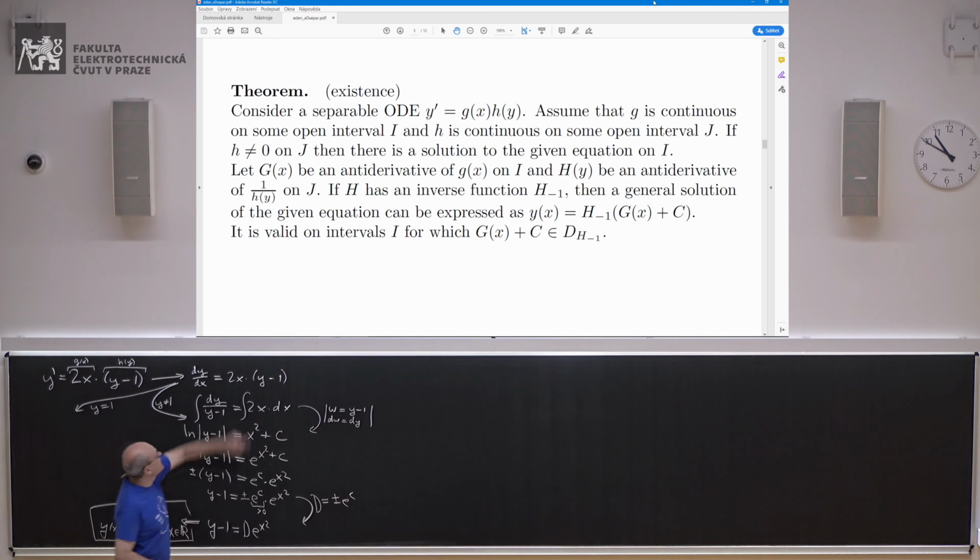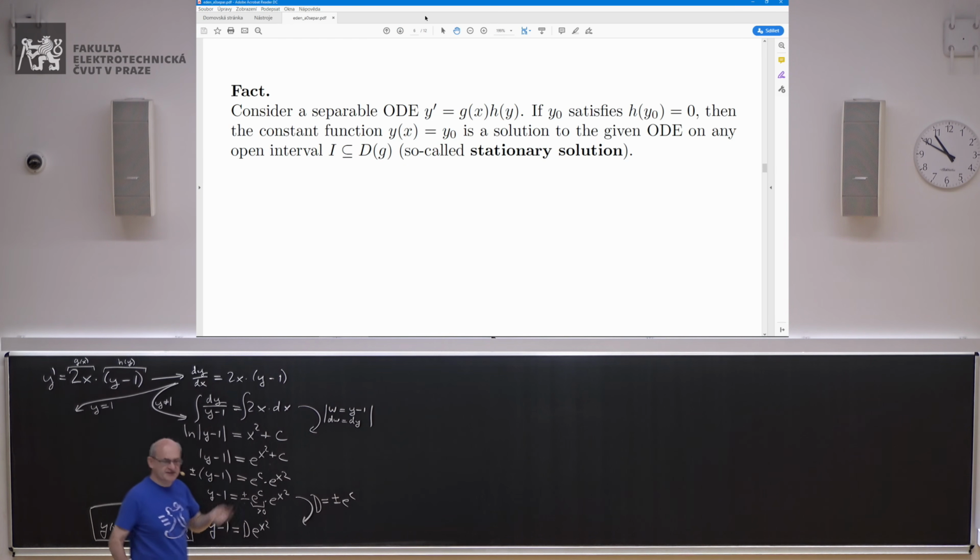Let me see. This is, by the way, related to one of the assumptions, line 3: h is not equal to 0 on J, the interval where we play with this second integral here. So that's an important assumption, as you can see now. But it's not always satisfied, which you can see now.